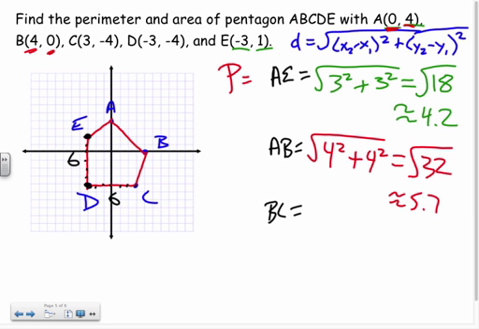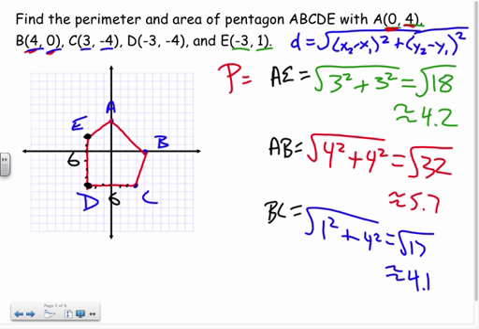And lastly, we're going from B to C. So from 4 to 3, that's a difference of 1, so 1 squared. And from 0 to negative 4 is a difference of 4, so 4 squared. So that's 1 plus 16, the square root of 17, which is 4 point something, about 4.1.